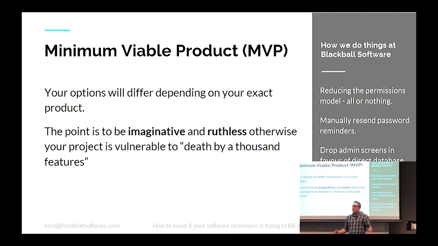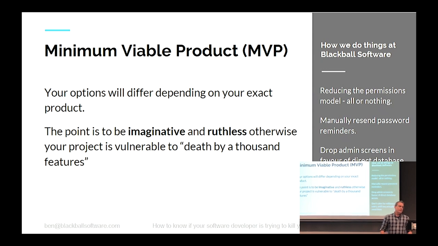I'm sure you've all used systems that can do everything, but it's too much, right? All it does is complicate the whole system. So you have to be continuously ruthless when you're trimming features out of software. And a really good way to do that is to get it in front of users quickly and get their feedback. And if they're not using it, cut it out.